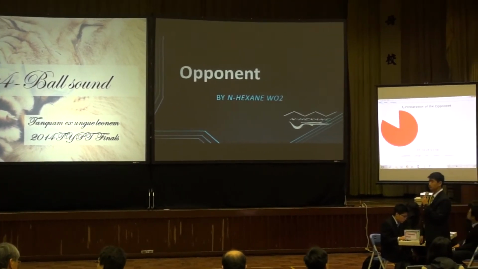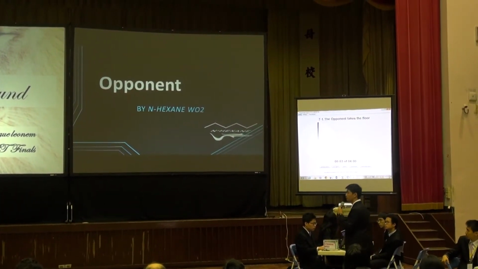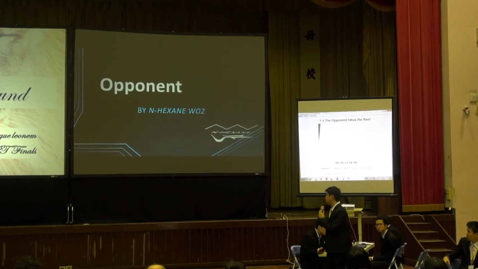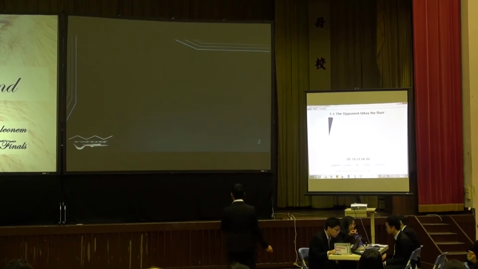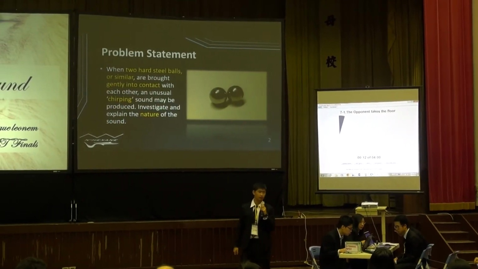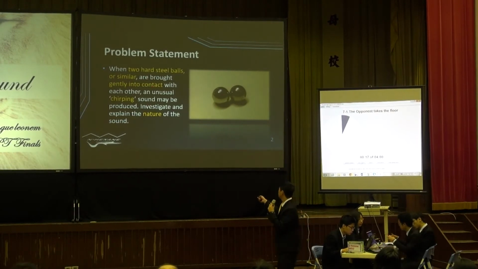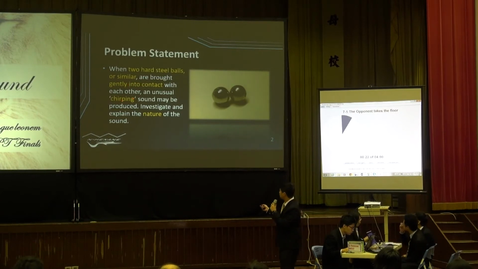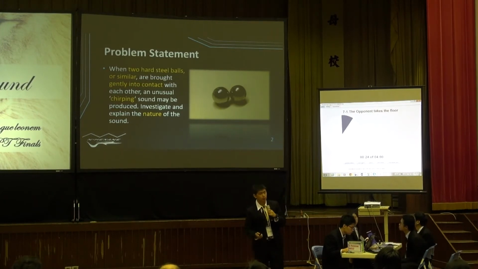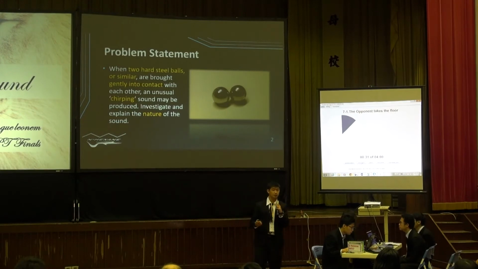Okay, the opponent takes the floor. Thank you, and thanks to the reporter for giving us such a great presentation. I'm the opponent from Hint and Exit RBO2. First, let's take a quick review of the problem statement. It states that two vehicles or similar objects are brought into contact and produce a chirping sound. The problem wants us to discuss the nature of the sound, which I think will be a very important factor in the later discussion.